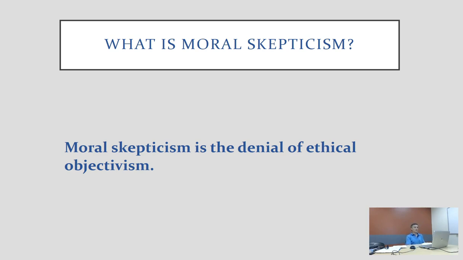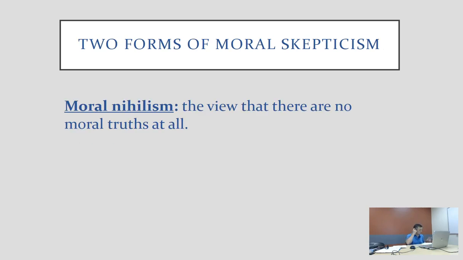All right. So, what is moral skepticism then? Well, it's the denial of ethical objectivism. Obviously, that's what you're doing. If you're a moral skeptic, you're saying, I don't think that moral objectivism is true. There are going to be 2 forms of this. Moral skepticism is just a descriptive term, but there are more fleshed out versions of this, and we need to talk about those. So there are 2 of them.